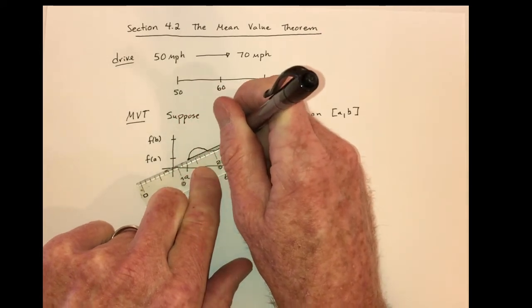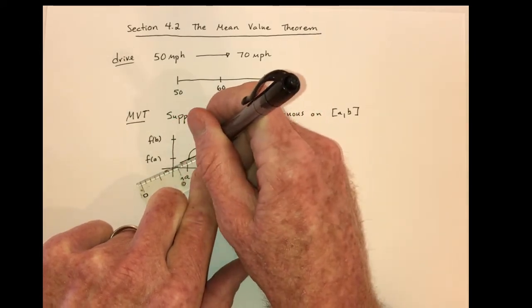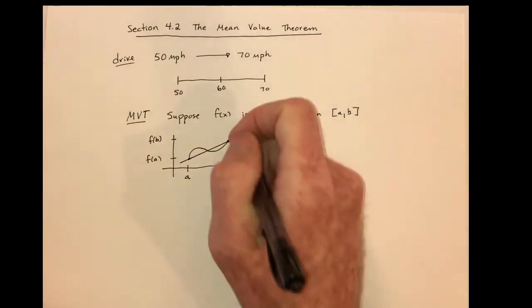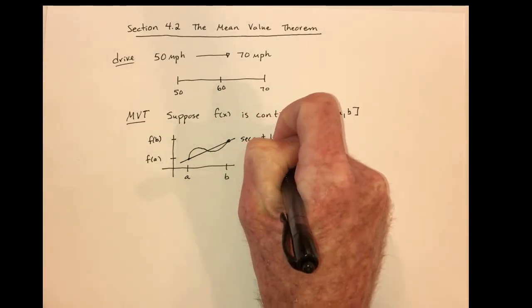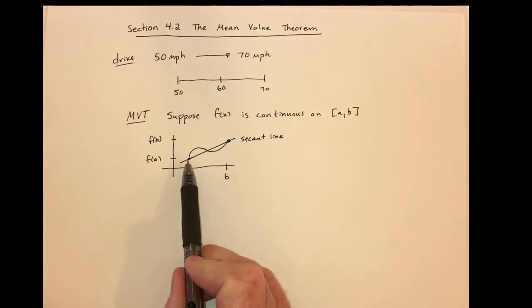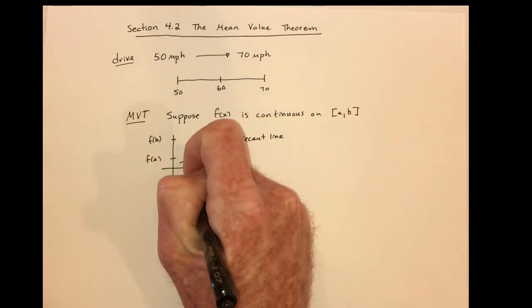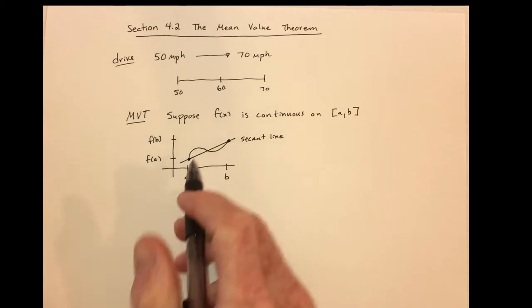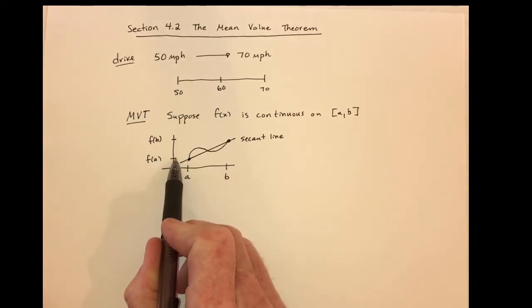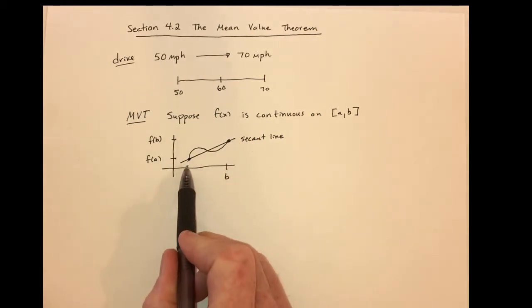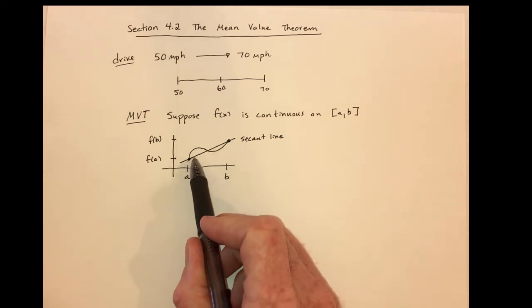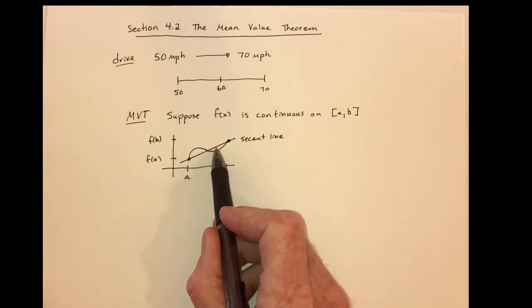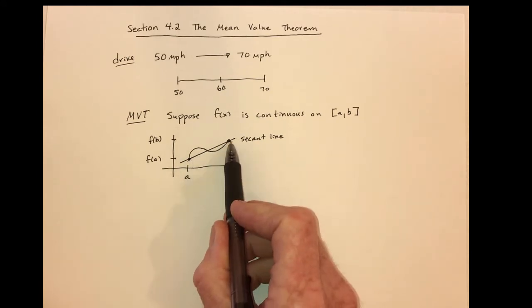And that, you may remember, is called a secant line. And if you find the slope of the secant line, it's basically saying the function went from this height right here, so f of a, up to this height, and it took this long to do it. So when you find that slope, that's the average rate that it was going up to get from this point to this point.